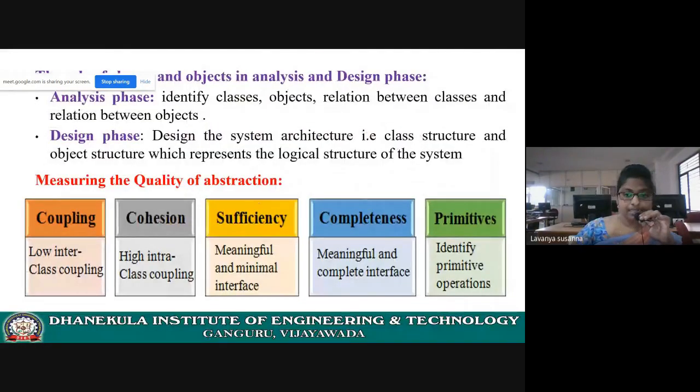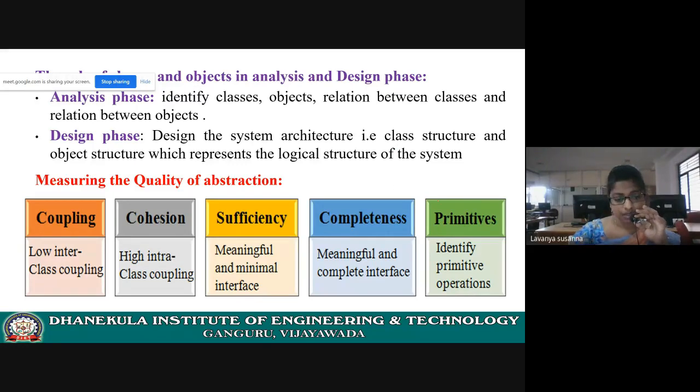Next, completeness. You need to capture everything while designing the abstraction. What is that everything? Every requirement must be captured. The abstraction must capture all the related requirements. It must be very complete. You should not miss anything. I hope you understood. Next, primitive.